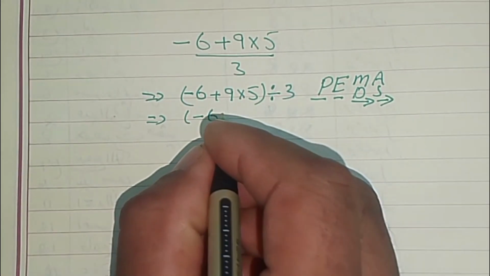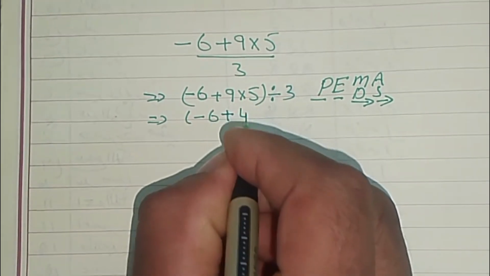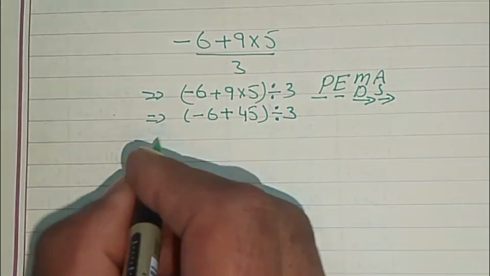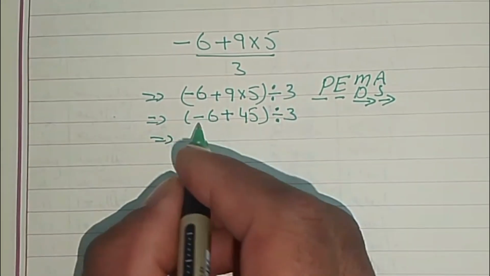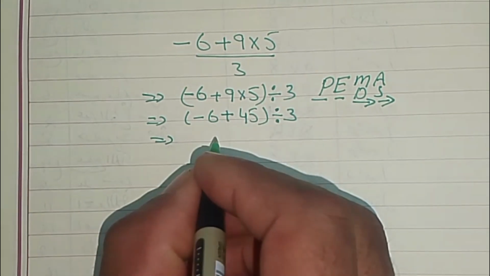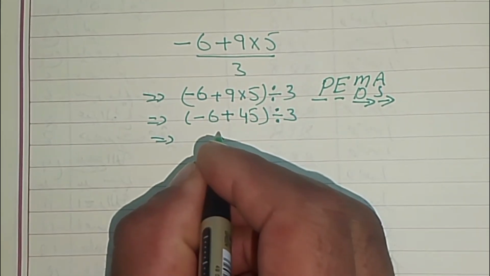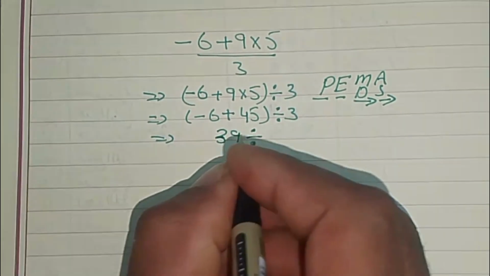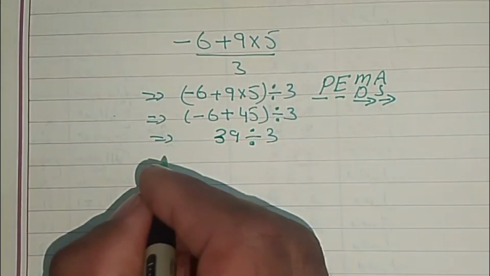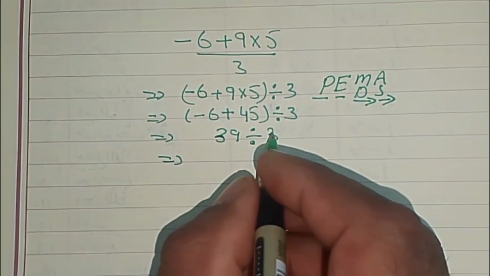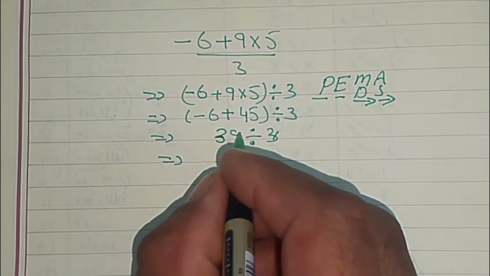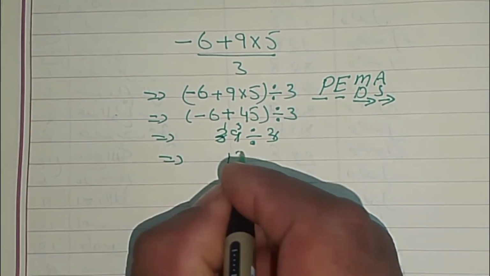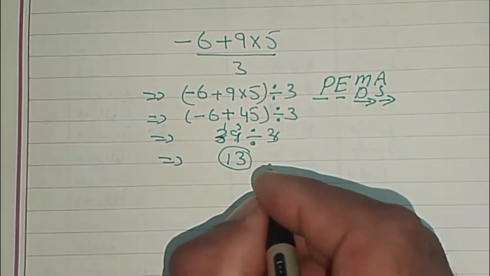9 times 5 gives us plus 45, divided by 3. And minus 6 plus 45 gives us plus 39 over 3. And 3 ones are 3, and 3 threes are 9, 3 ones are 3, so they give us 13. So the final answer is 13.